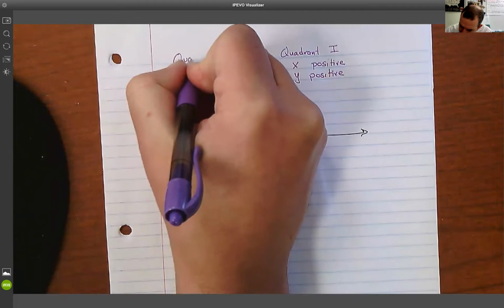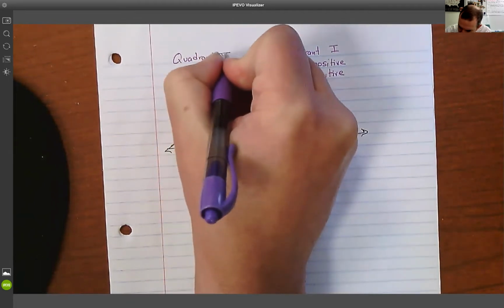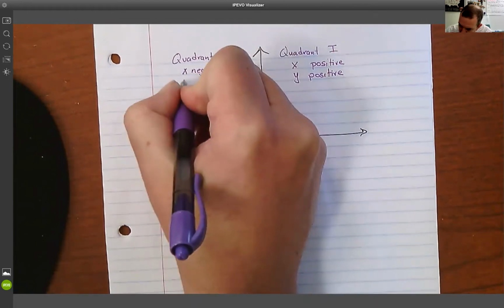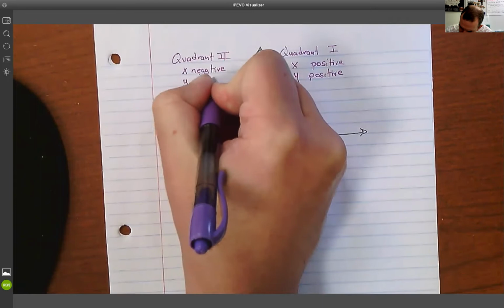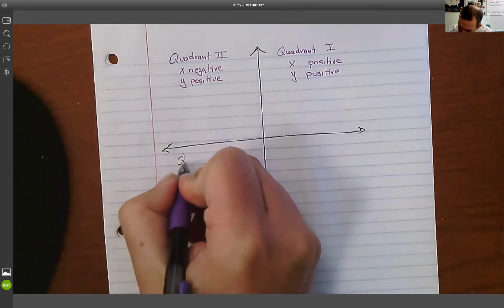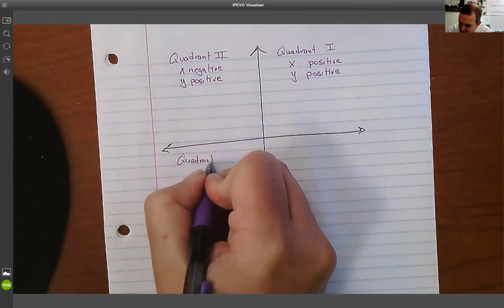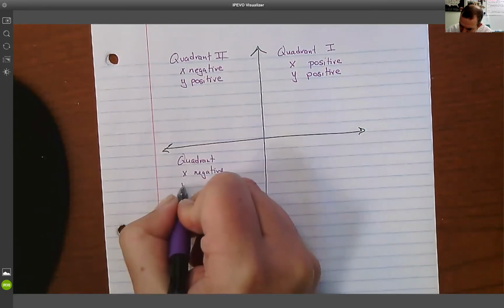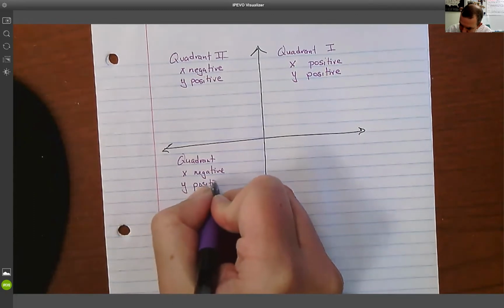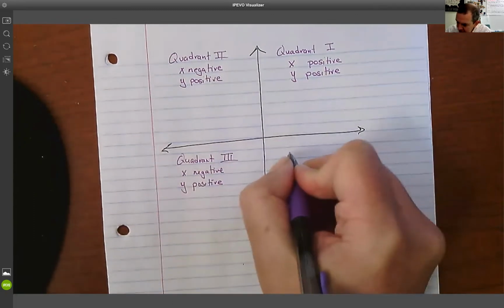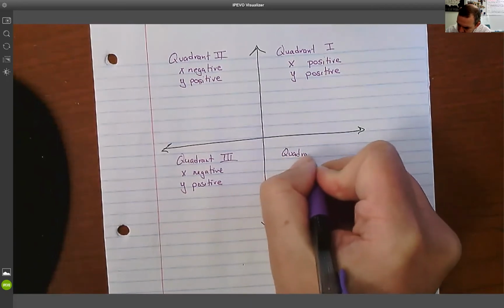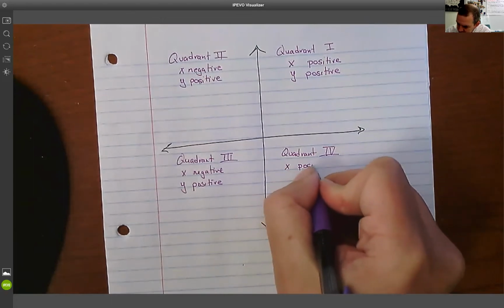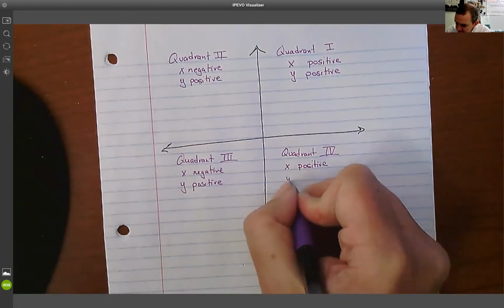Quadrant 2 is where my x's are negative and my y's are positive. Quadrant 3 is going to again be where my x's are negative and my y's are negative. And last but not least, quadrant 4 is where my x's are positive and my y's are negative.